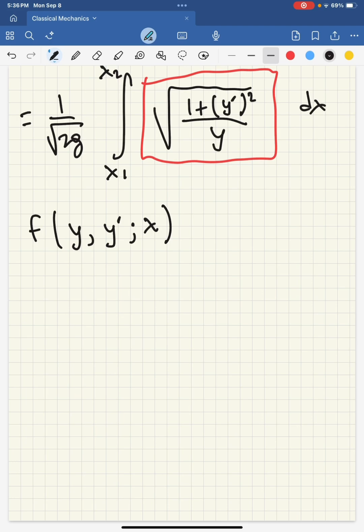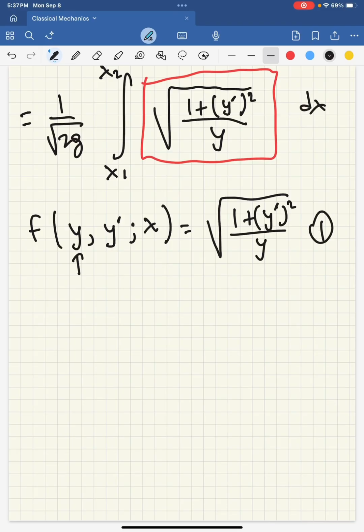It's written like this because this means that the functional is a function of y, and y is a function of x. We know that, but when we work with a functional, we treat y and y prime as variables, okay? And you will see what I mean in a minute. So our functional is simply the square root of 1 plus y prime squared over y. Let's call this equation 1.